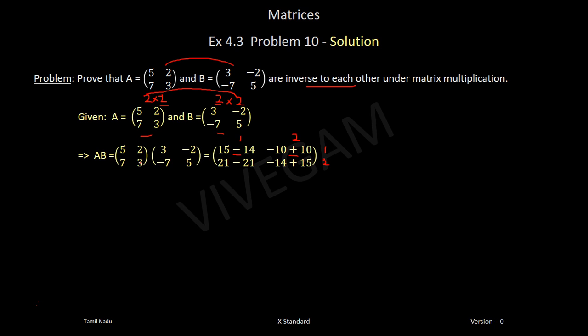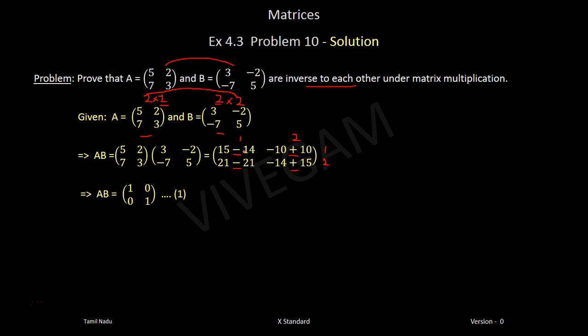Next, second row, first column: 7 into 3 is 21 and 3 into minus 7 is minus 21, so it is 21 minus 21. Next, second row, second column: 7 into minus 2 is minus 14 and 3 into 5 is 15. Now we have done the matrix multiplication. We just need to simplify it.